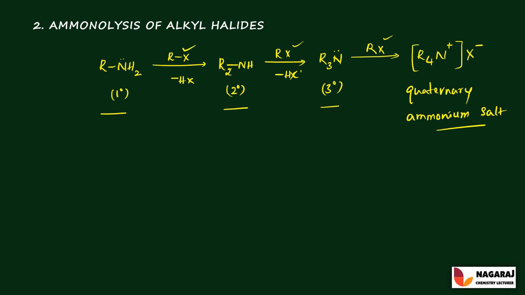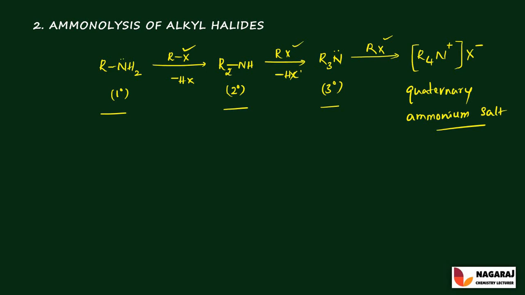That is, with a limited amount of alkyl halides, primary amines are converted into secondary. With 2 moles of RX, primary amines are converted into tertiary. With 3 moles or excess of alkyl halides, primary amines are converted into quaternary ammonium salt. That is, the type of amine formed depends upon the number of moles of alkyl halides.